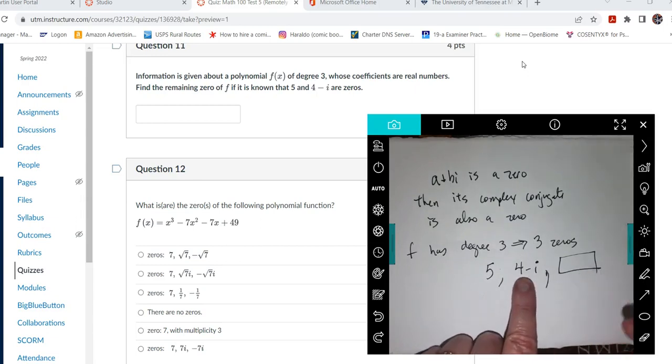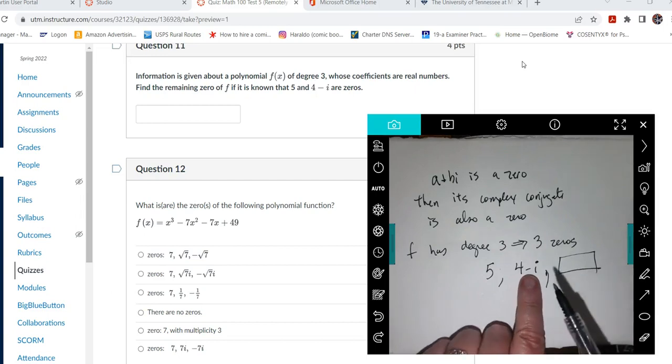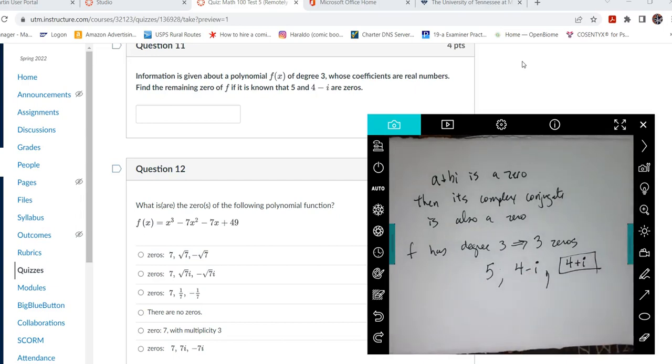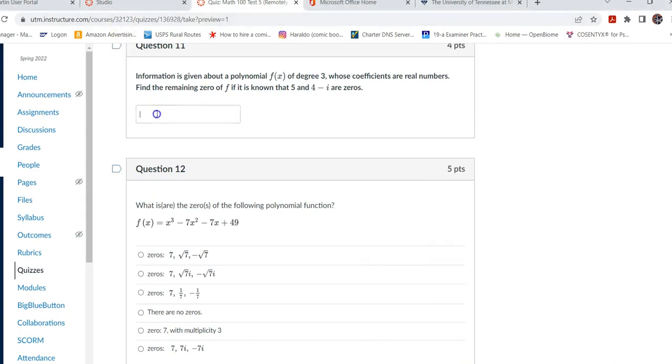And how do you find the complex conjugate? You change the sign of the i term. So that's all you change. Okay, so that is the missing zero. I'm going to type in 4 plus i.